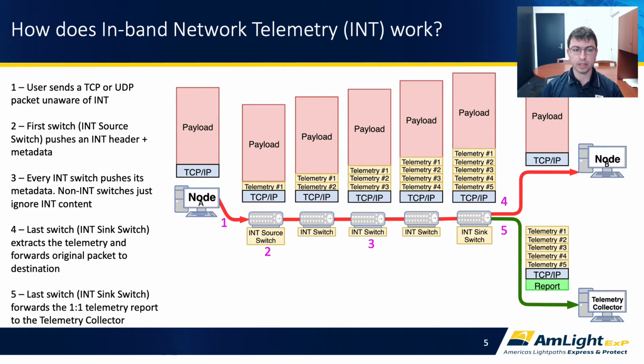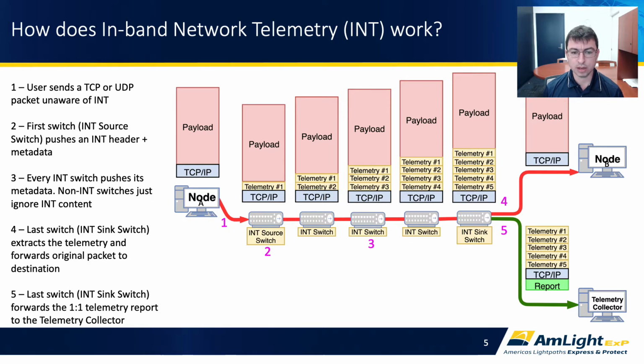This is the first switch in the INT domain. This is the one that makes space for the header and also for telemetry. So the first one adds the header and adds telemetry, and every subsequent switch is just an INT switch, which just adds telemetry metadata. And then the packet is forwarded in the normal way, same header, same procedures.